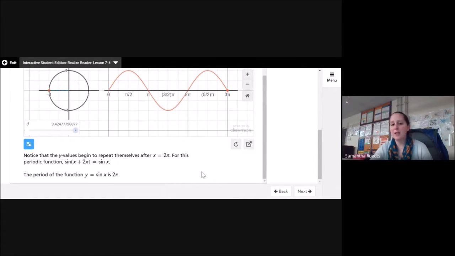Notice that the y values begin to repeat themselves after x equals 2 pi. For this periodic function, sine of x plus 2 pi equals sine x. The period of the function y equals sine x is 2 pi. So it repeats after every 2 pi.